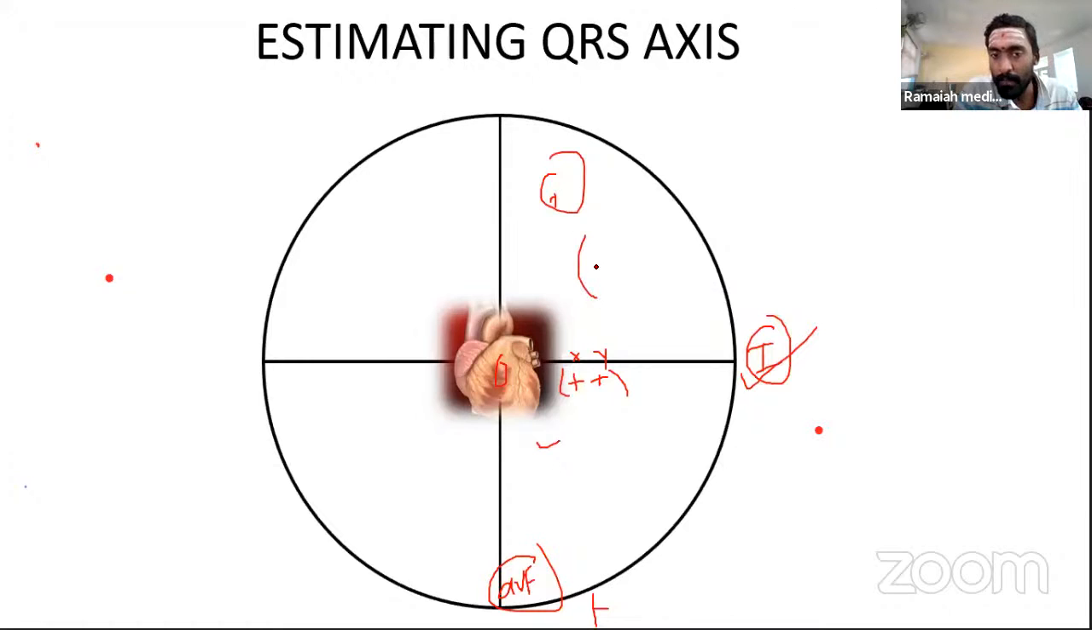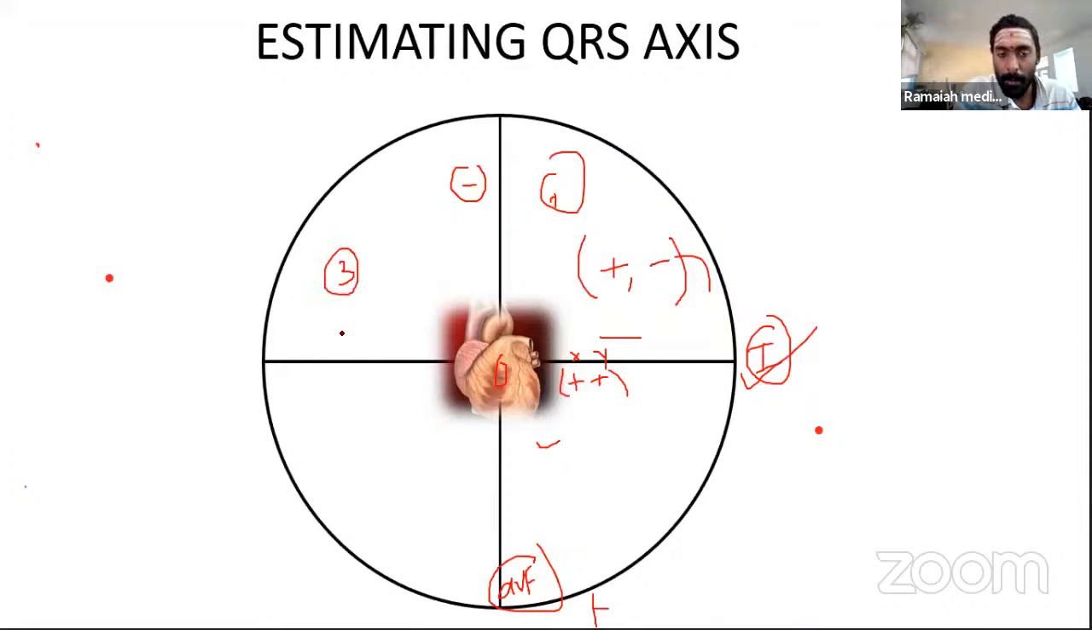Lead 1 is going to be, you can just put the plus minus, whatever it is. So here AVF is going to be negative and lead 1 is going to be positive. So this will be plus and this will be minus. Good. Plus and minus, very good, correct. You're understanding this part now.